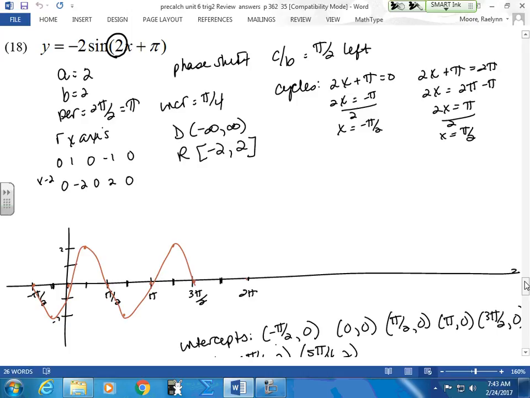Negative pi over 2. Doesn't C over B say pi over 2? But doesn't that make sense? I need to put 2 of these things now. Now my period says shift this. I need to change this. So if I need to put 2 in there, aren't I using everything half the space? So I should take half the space of this to start. That's what my C over B does. I take half that space.